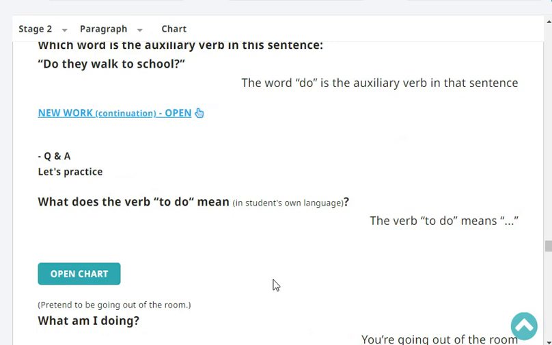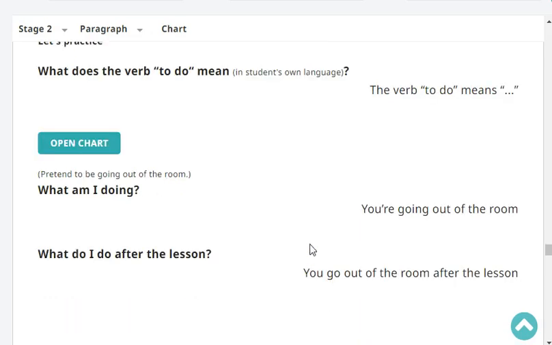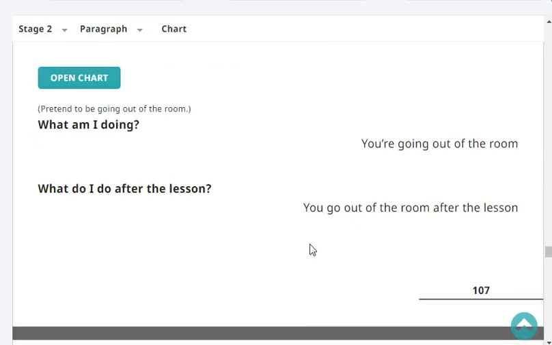What does the verb to do mean in Japanese? The verb to do means to shi in Japanese. Very good. Okay, next.